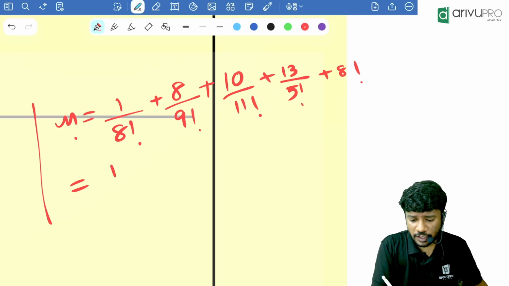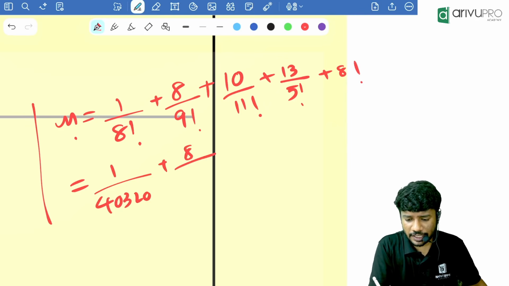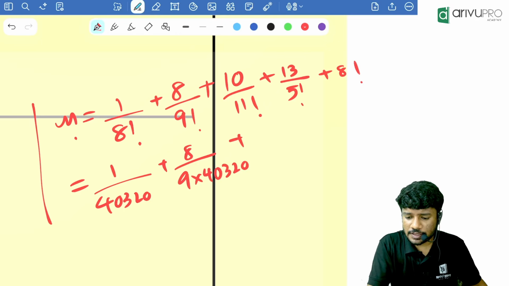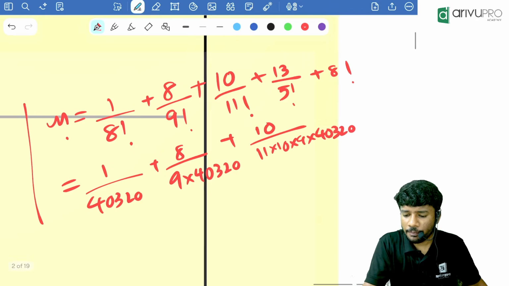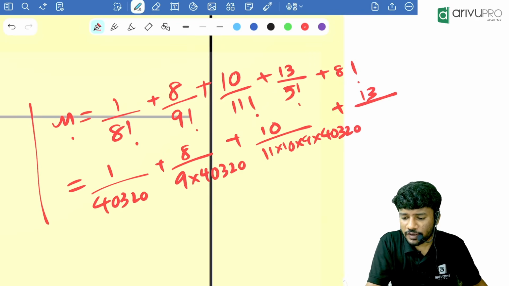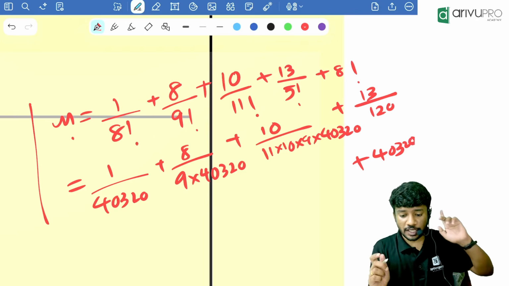So 1 by 8 factorial is how much? 40320. Plus 8 divided by 9 factorial, can I write it as 9 into 40320? Plus 10 divided by 11 factorial is nothing but 10 divided by 11 into 10 into 9 into 40320. Plus 13 divided by 5 factorial is how much? 120. Plus finally 40320.